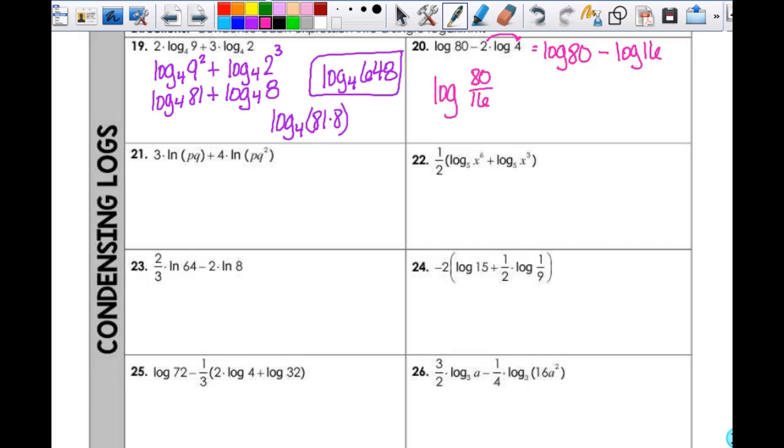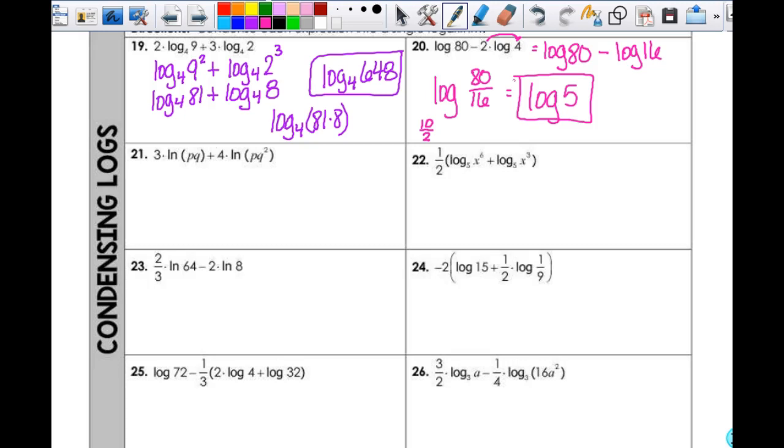Now, to reduce my fraction, you can do it in steps. You don't have to do it all at once. Can I divide the numerator and denominator both by 8? Yes. And so if I do that, I'm left with 10 over 2. And what's 10 over 2? 5. So that just gives me the log of 5. Do you see how you can do it in steps instead of trying to actually just divide? You could even cut them both in half and keep going. Everybody okay with that?